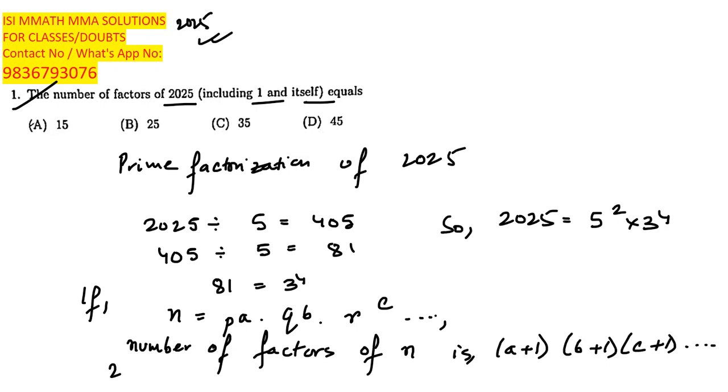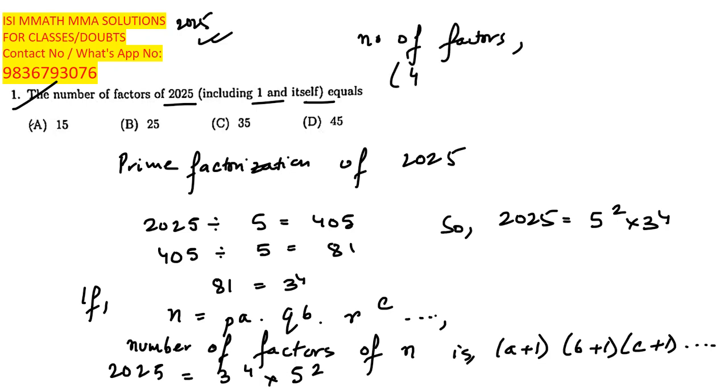So similarly, for 2025, it is 3 to the power 4 multiplied by 5 to the power 2. So the number of factors will be (4 plus 1)(2 plus 1). So that's 5 multiplied by 3. So the correct answer is 15.